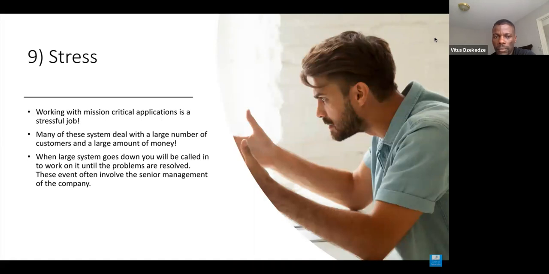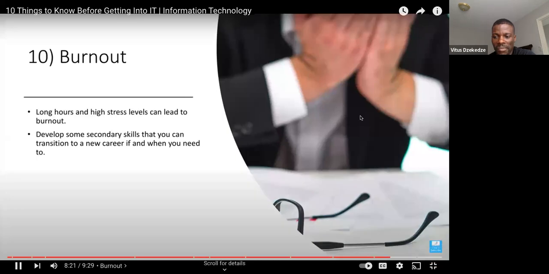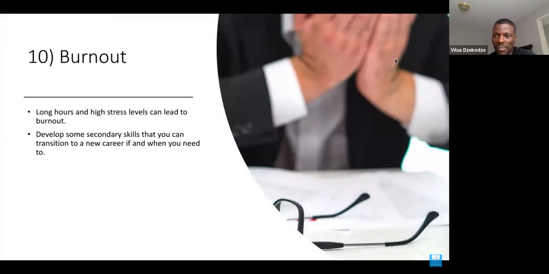So let's go ahead and look at one more area. All of these limiting factors can lead to burnout. So if you're working lots of long hours and you have prolonged periods of high stress, it really can lead to a career burnout. And really it leads somebody to find a secondary career or something that they want to move into after 10 or 20 or 30 years in the IT business. And so my advice to you is to develop some secondary skills along the way that you can transition to a new career if and when you need to.